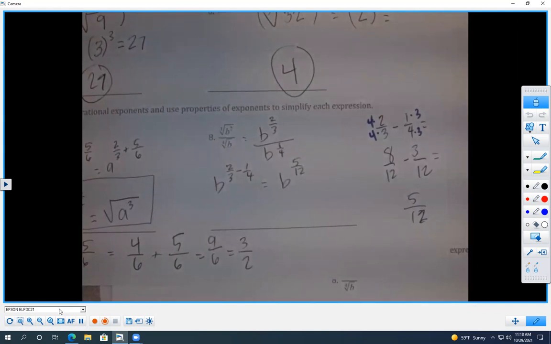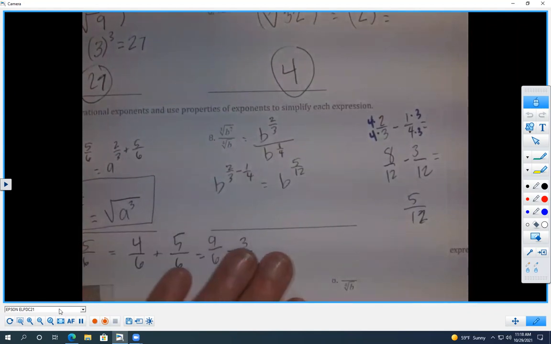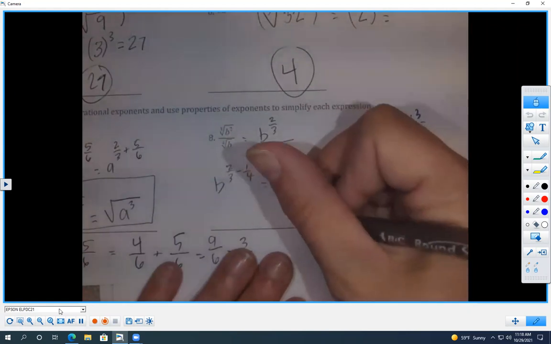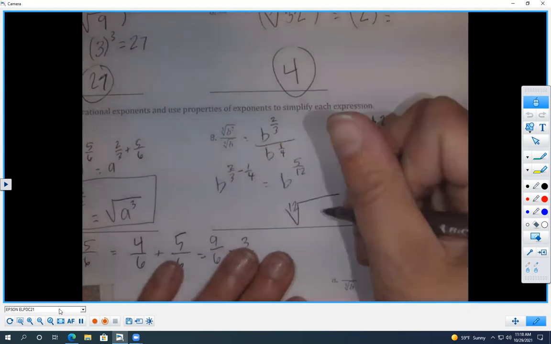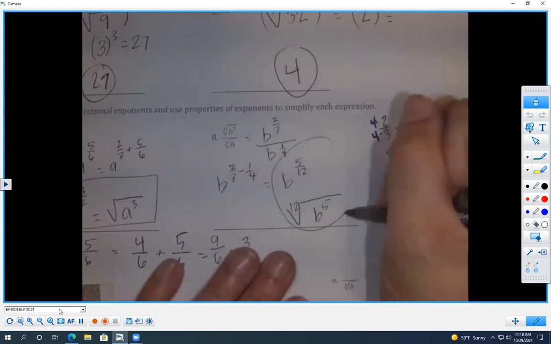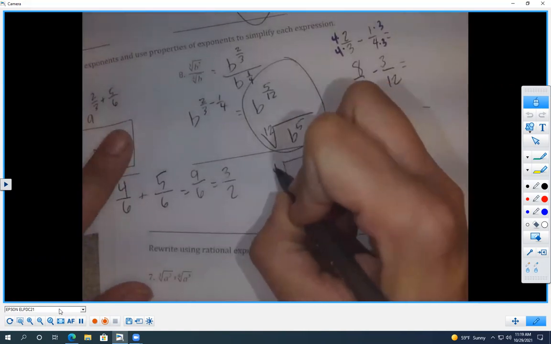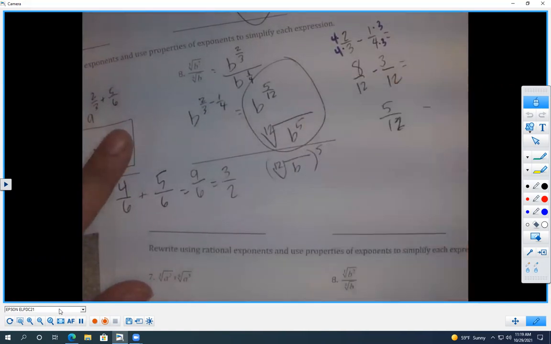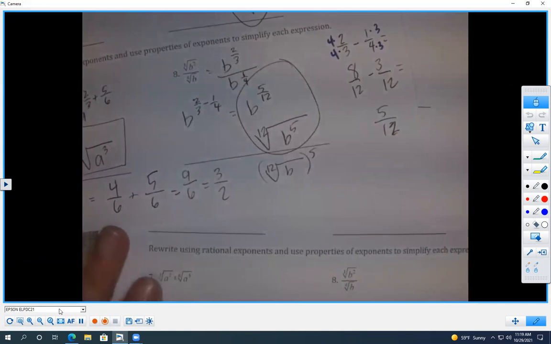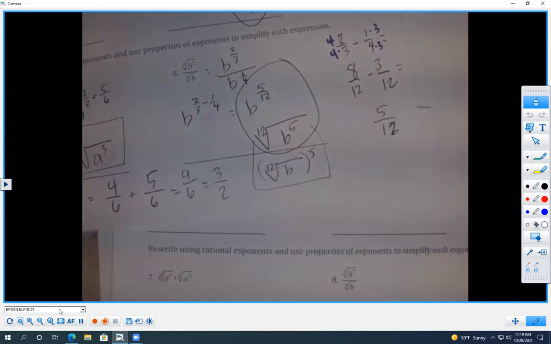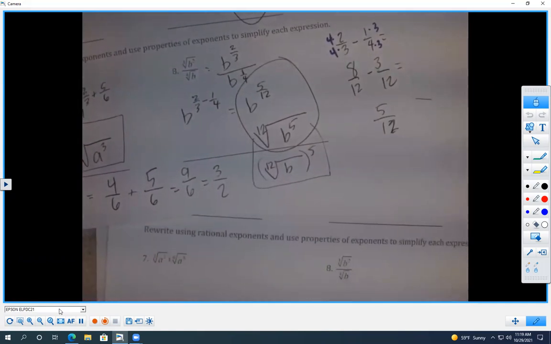And how can I write that with a radical? The 12th root of b to the 5th power. Can we do the parentheses with that? Yes. It does not matter if you write it like this or if you write it like this. Same thing. Okay. Questions about that at all?